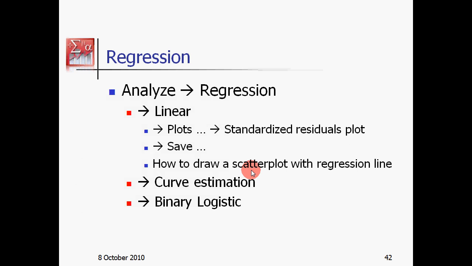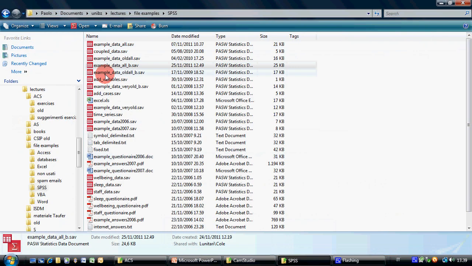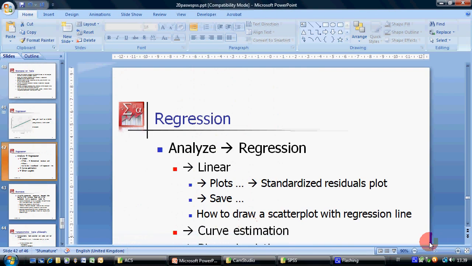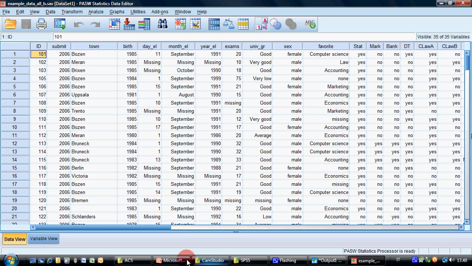Okay, let's see how you can do this in SPSS. First of all, we open a file. This time we open example data all B. It's like example data all, with the exception that it includes some indexes or variables which have been built in the previous video. Okay, let's wait for SPSS. Okay, the usual file.